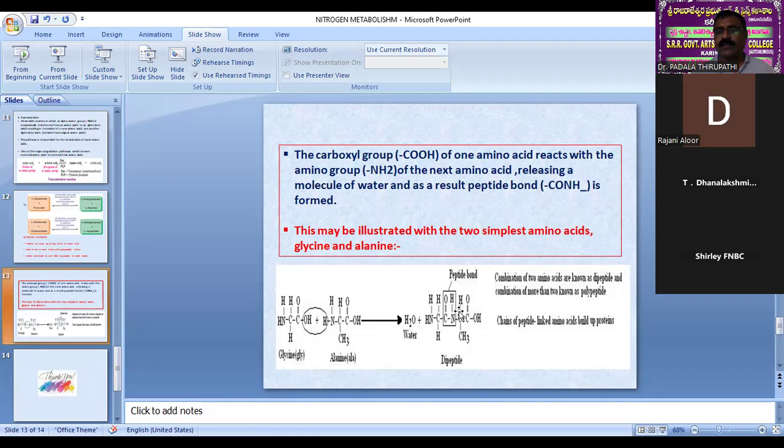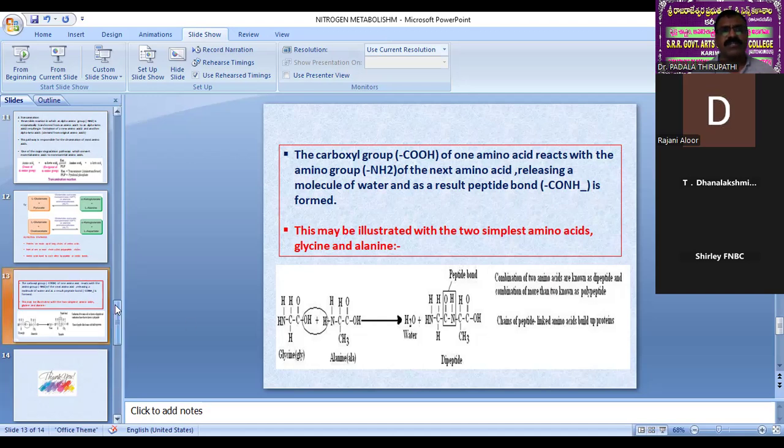Nitrogen metabolism is most important because of the formation of proteins, or protein biosynthesis and amino acid biosynthesis, and the catabolic processes are also involved with the major macronutrient, that is nitrogen. That's why nitrogen metabolism is most important in plant physiology, and that's why we discussed it here.